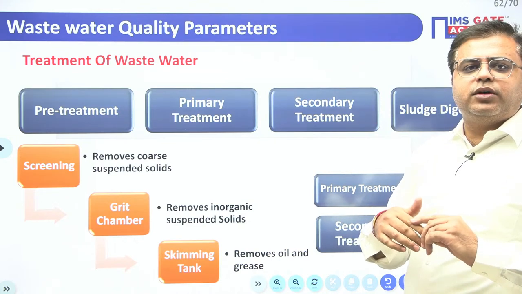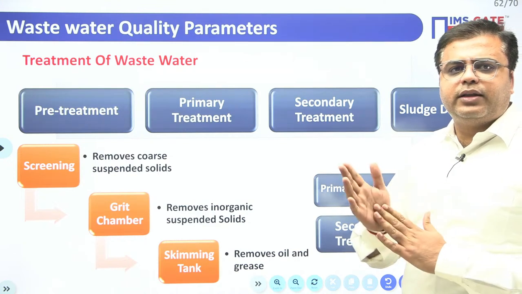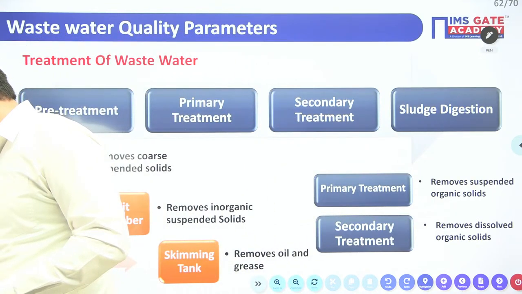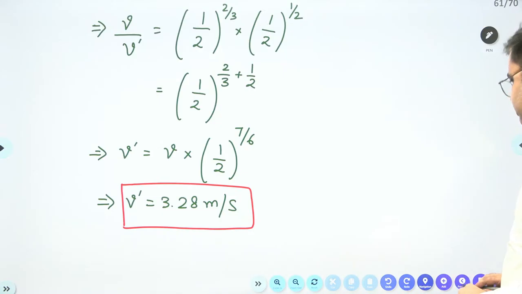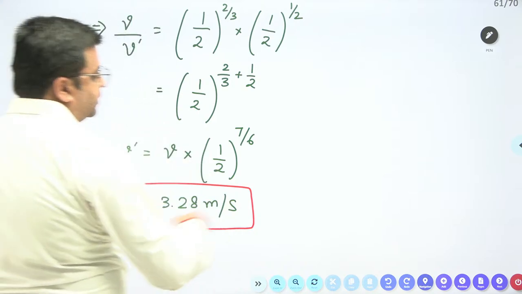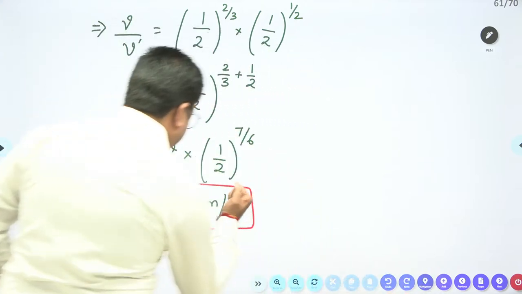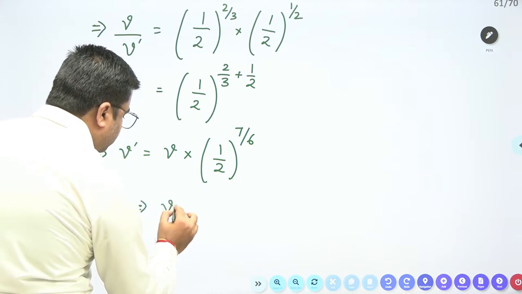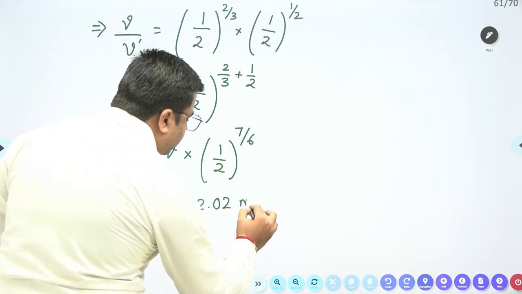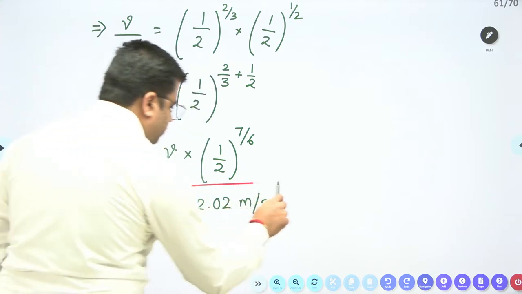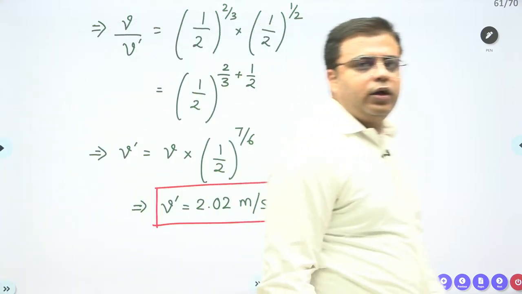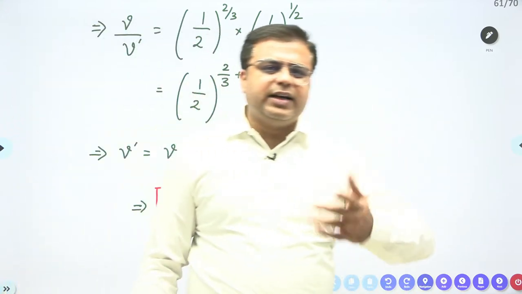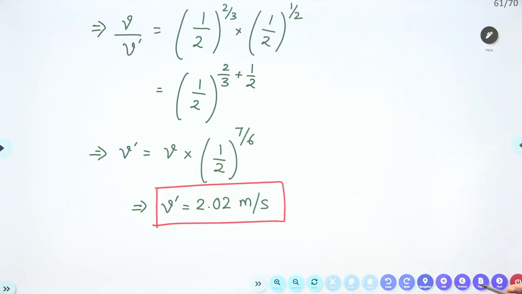It was for the last question. This is 3.28, right? 3.28 is correct. Okay, 3.28. No, it is 2.02. This is 2.02. Get me the answer. So this v dash is 2.02 meter per second. 2.244, okay. Just cross check it once. If you have a calculation mistake, you can correct it accordingly.